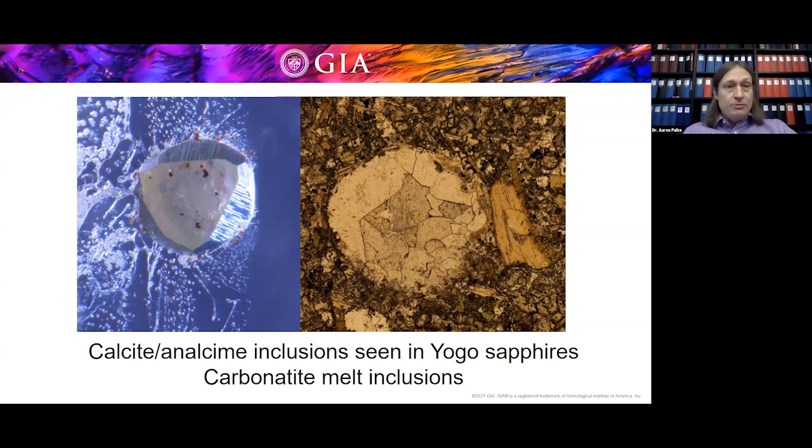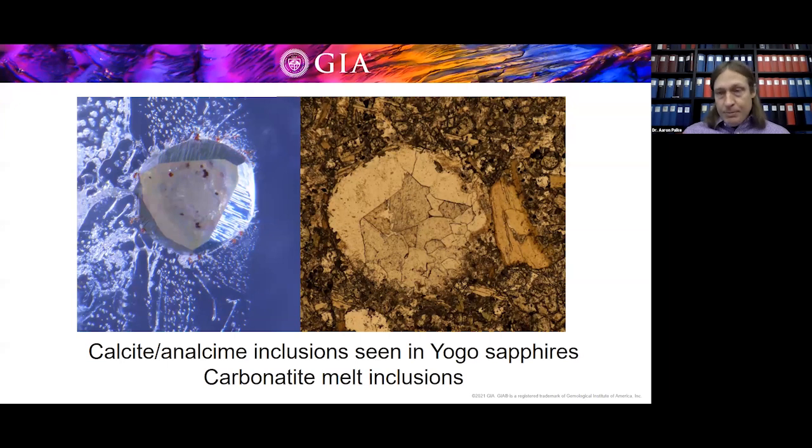So if you look at the geometry of that inclusion on the left, it has that trigonal geometry that you expect for a sapphire crystal. Now, taken together with the fact that it's a heterogeneous inclusion, with both analcime and calcite, this suggests that it was not included as a solid. It suggests that it was included as a liquid. And in this case, this liquid would have been a carbonatite melt.